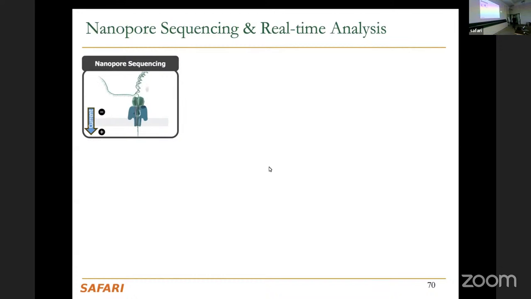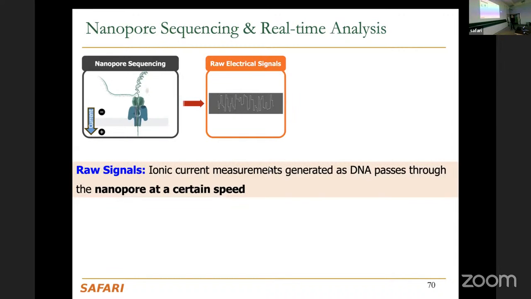What's happening is literally, since DNA is also negatively charged, it's actually moving from the negatively charged side to the positively charged side. And this is literally what's happening over there. So as it moves through from this side to this side, it essentially creates some disruption over here as it moves. So these disruptions are essentially measured.